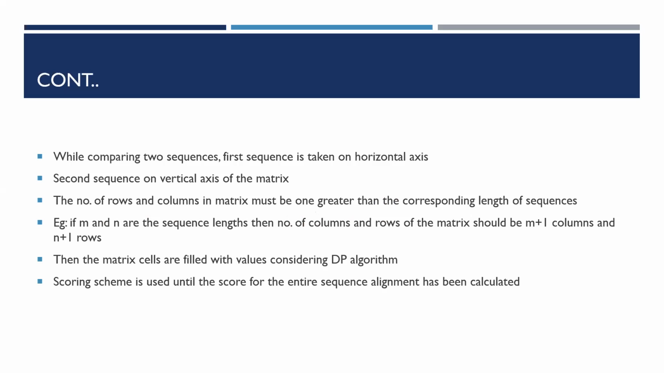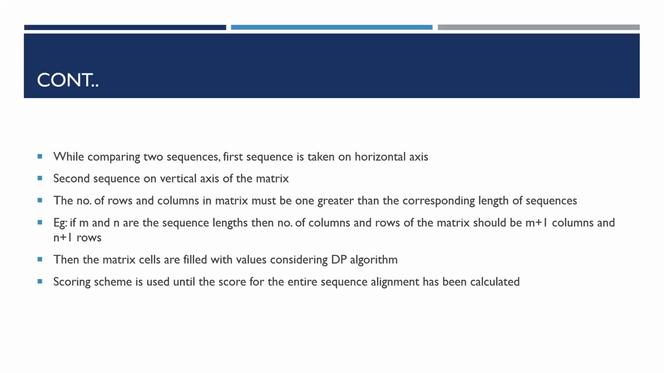So the number of rows and columns in the matrix must be 1 greater than the corresponding length of the sequences. Say, for example, M and N are the sequence lengths, then the matrix should have M plus 1 columns and N plus 1 rows. Then the matrix cells are filled with values considering the DP algorithm, that is, dynamic programming algorithm. Then the scoring scheme is used until the score for the entire sequence alignment has been calculated. Don't get confused. As we go further, it becomes clearer to you.